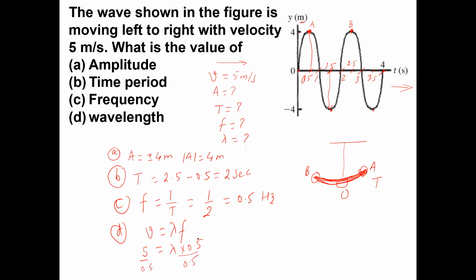What you get is 0.5, 0.5 will cancel. Then you will get lambda is equal to 5 divided by 0.5. Now solve this, you'll get 10. I'm using the SI system of units because velocity is measured in meters per second and time is in seconds. So lambda is the distance traveled in one complete oscillation, one complete vibration, or one revolution. That should be in meters. So this is the second problem.